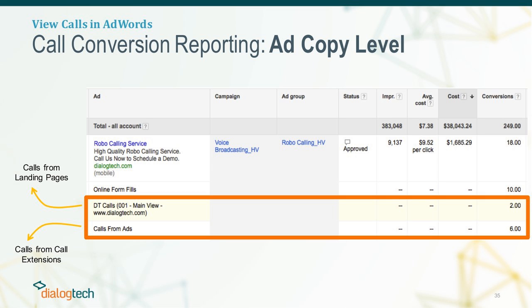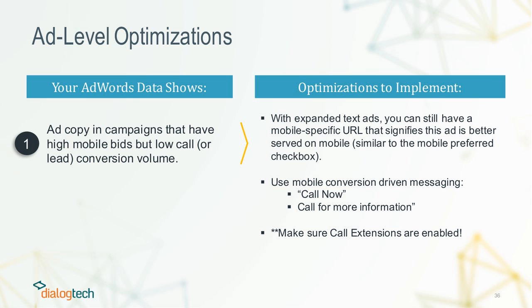So again, this is really where you want to see your calls from landing pages versus your online form fills versus your calls from ads, so that you know what type of conversion each individual ad copy is running. I think that was a screenshot from before expanded text ads, but with expanded text ads, you can still have a mobile-specific URL that signifies that this ad is better served on mobile. Remember before we had the expanded text ads, there was a checkbox that we could click, mobile preferred? Well, it's kind of the same way.